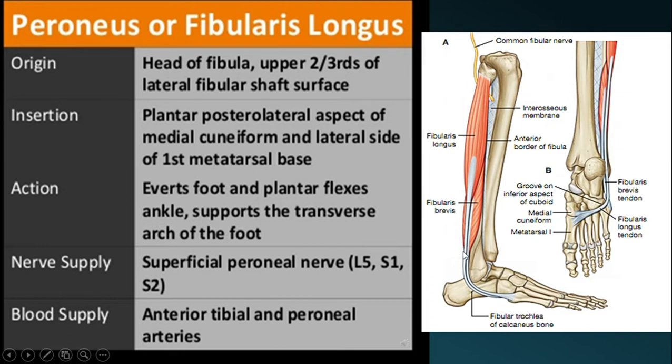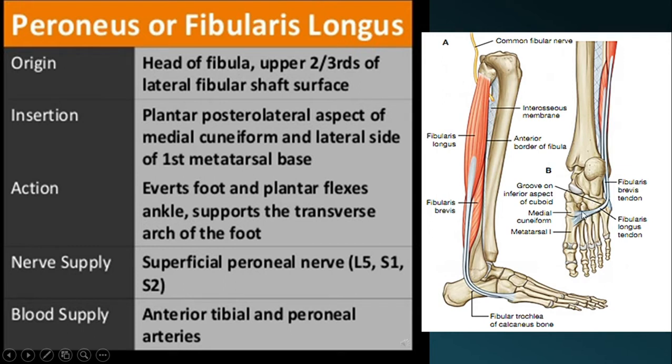Here you can observe. Then this muscle is passing behind the lateral malleolus along with the brevis tendon, and then below the trochlea of calcaneal bone. This is an elevation on the calcaneum bone, and it is going to act like a pulley for the action of these muscles. Then after taking a turn here, it is going towards the plantar surface of foot. Here you can see it is going to groove the inferior aspect of cuboid, moving towards the medial side.